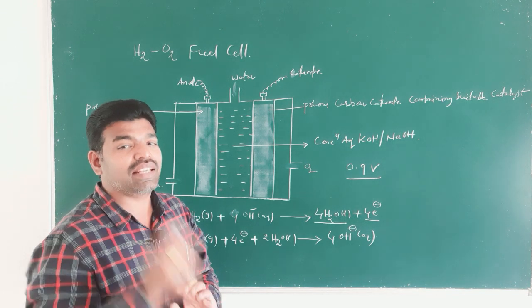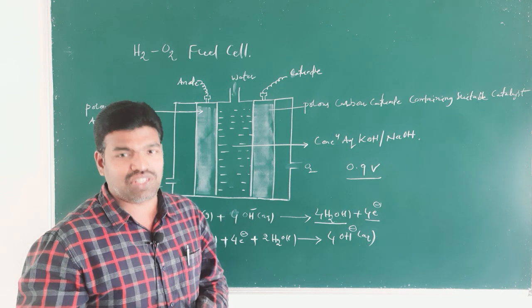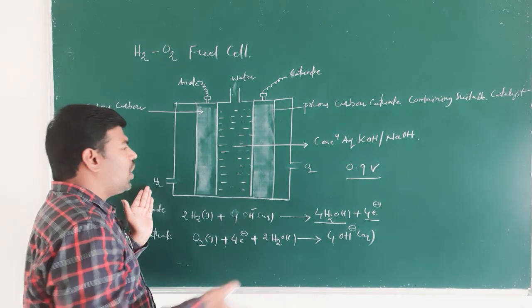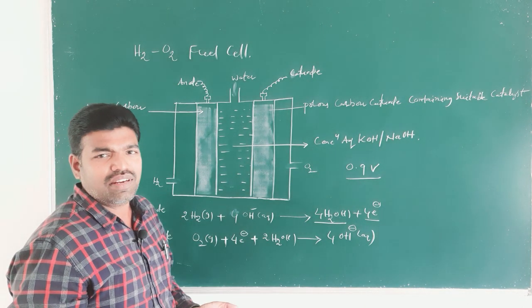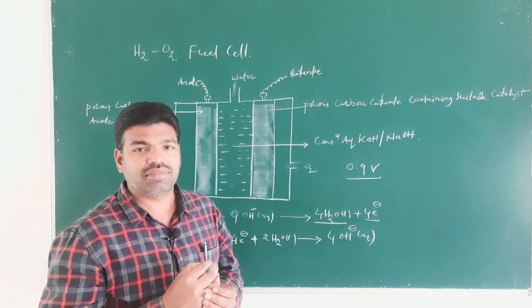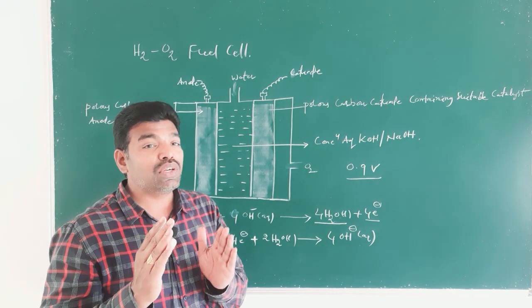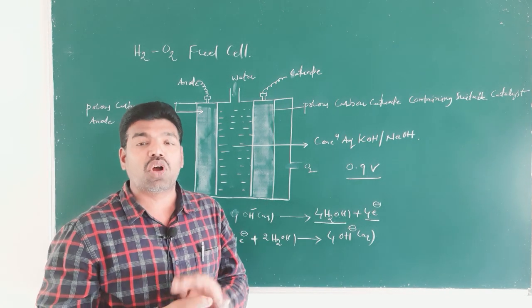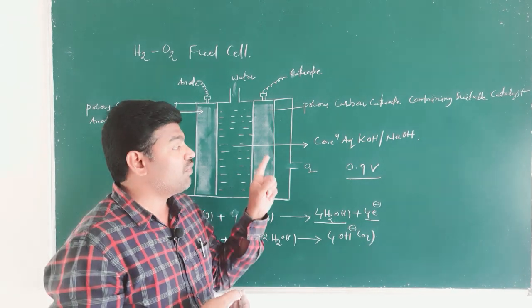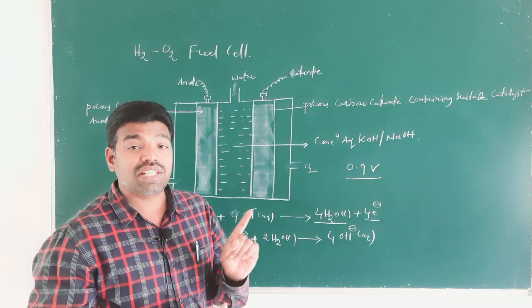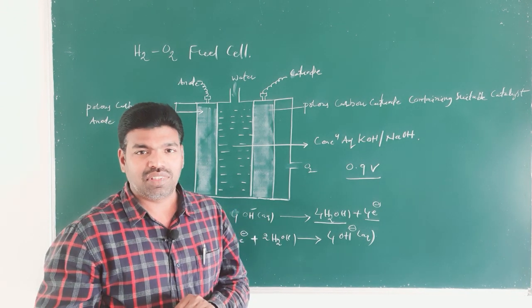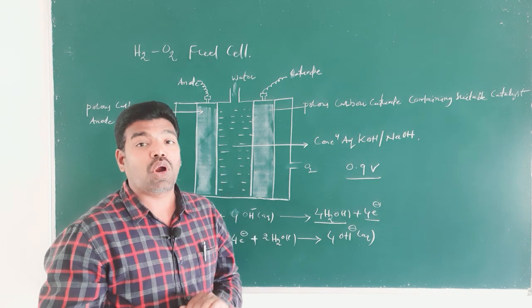And that is the reason this cell does not need recharge and never becomes dead, because hydrogen and oxygen are allowed to bubble into the KOH solution. The cell produces 0.9 volts EMF. As long as hydrogen and oxygen are allowed to bubble into the KOH or NaOH solution, the cell produces 0.9 volts. That's why this cell does not need recharge and never becomes dead, so that we can use this cell continuously.